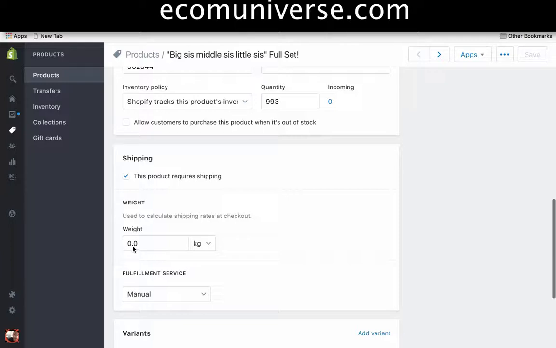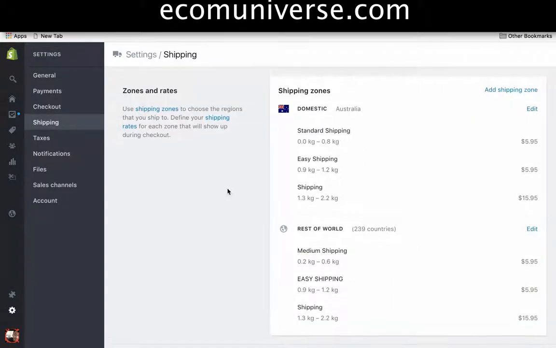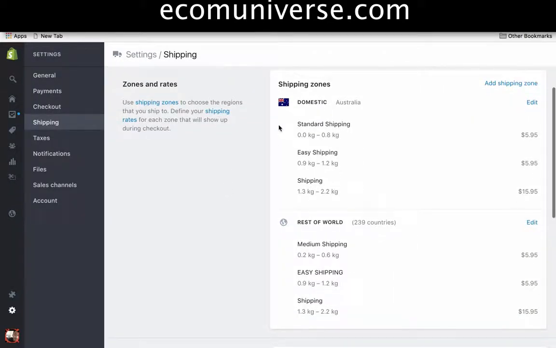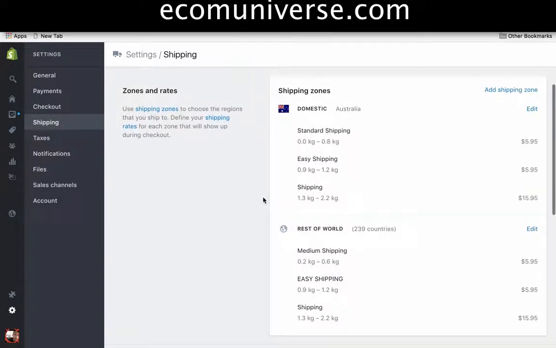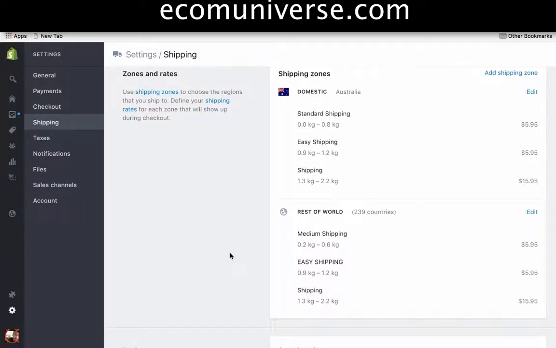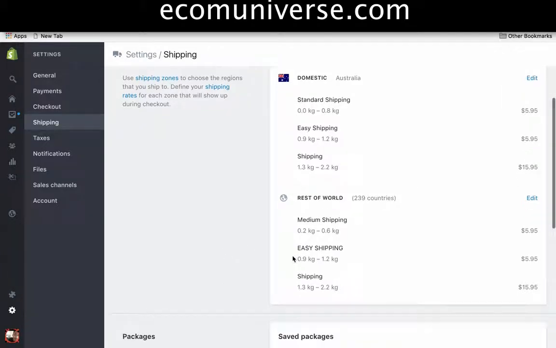You would have to set up the weight and then set up the shipping rate based on the weight of the product. So you put the weight in these parameters and it'll give you the shipping rate of that product. Now, there's two sections. There's the domestic one, which is the country you're from. So for me, it's Australia. There is the rest of the world, which is every other international country. And you can have it the same, you can have it different.